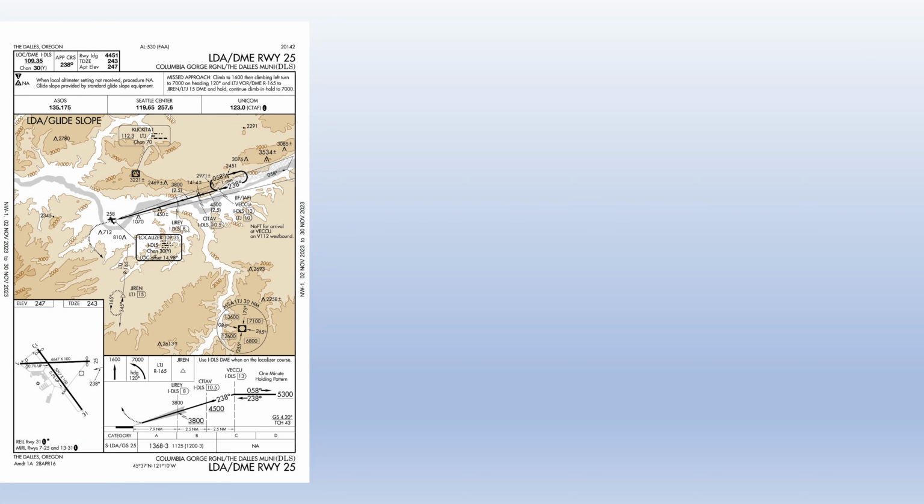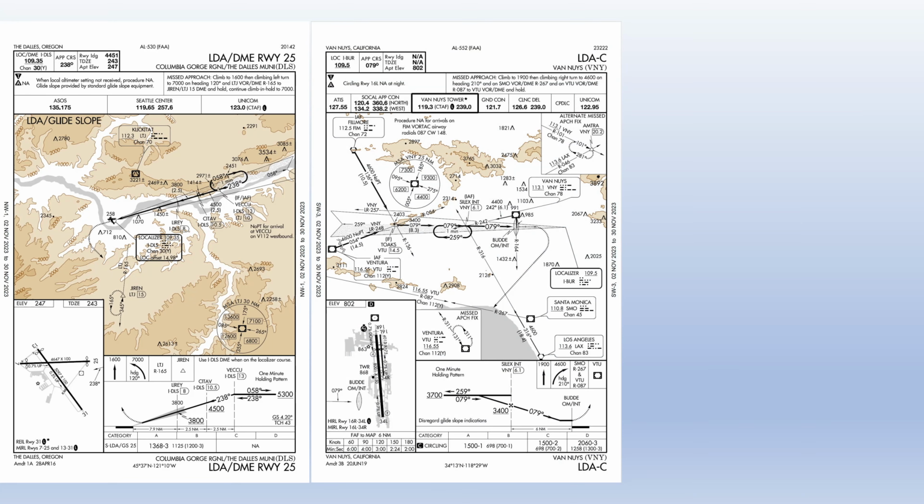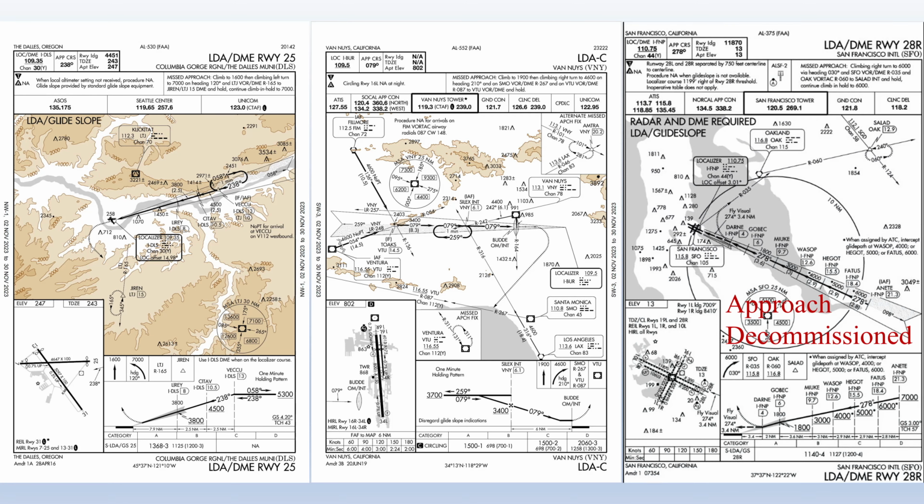The approach course may not be aligned with the runway for several reasons. It may be due to terrain in the area, where an offset approach course will route the aircraft over the lowest terrain and avoid higher terrain. It may be due to surrounding airspace, where an offset approach course will avoid an area of airspace utilized by other traffic. And in the past, LDAs have been used to space out approach courses at busy airports with parallel runways that are too close to run simultaneous parallel ILS approaches. Though most of these approaches have now been decommissioned and replaced with RNAV approaches.